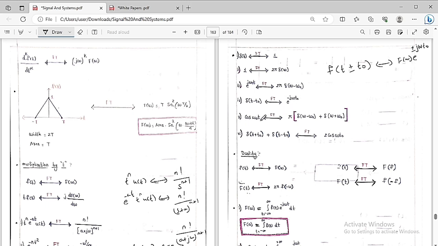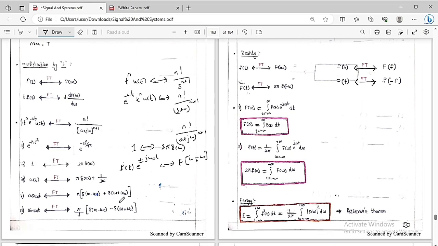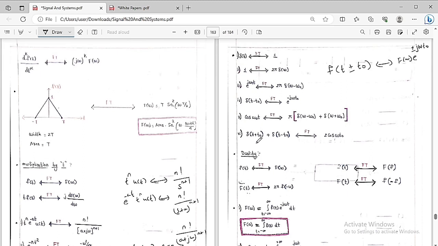So what is cos omega naught t? Just now we have discussed it. Cos omega naught t, just now we have discussed the formula. Same thing we have written. For delta, now you know delta of t plus t naught and you know delta of t minus t naught. These two we have had.